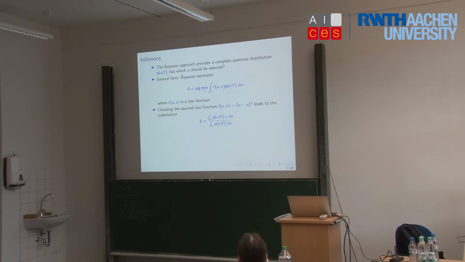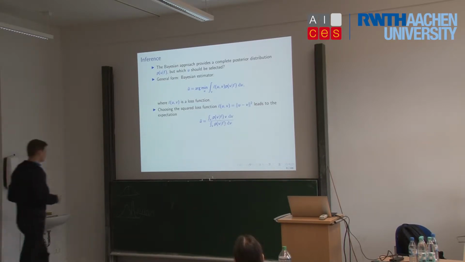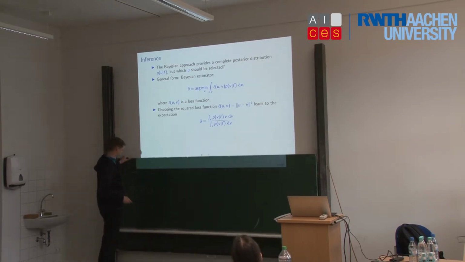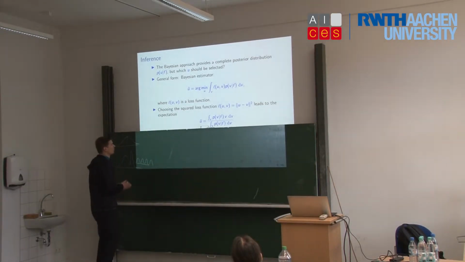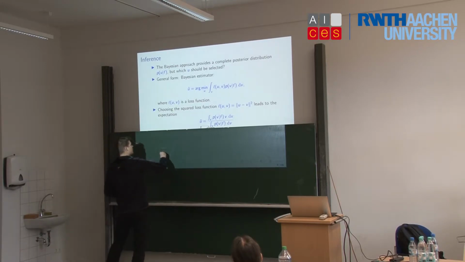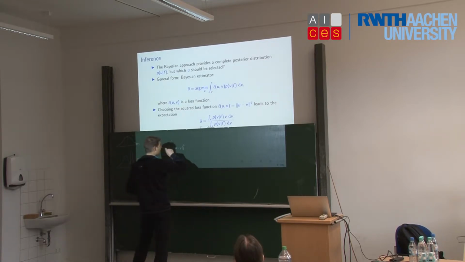The intuitive solution. Whenever you minimize something quadratic, you get an average. This is exactly the definition of the expectation. So you want to minimize with respect to u the integral of (u minus v) squared. I can put 1/2 here, just to scale it, times p of v given f, over all v's.